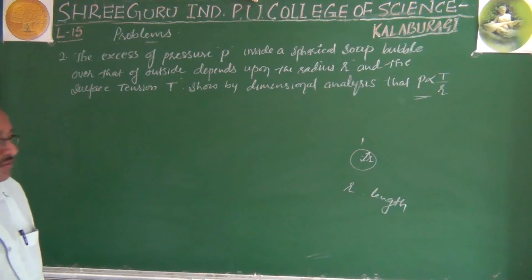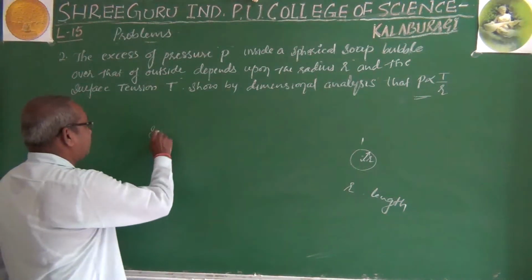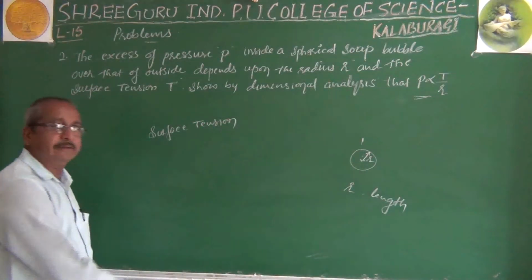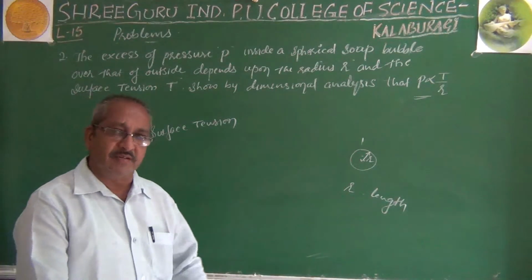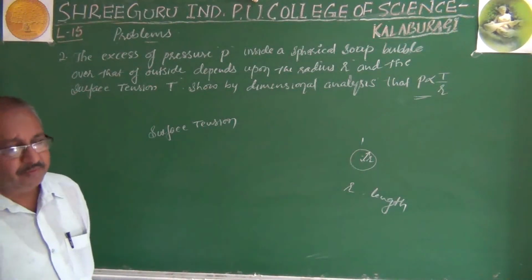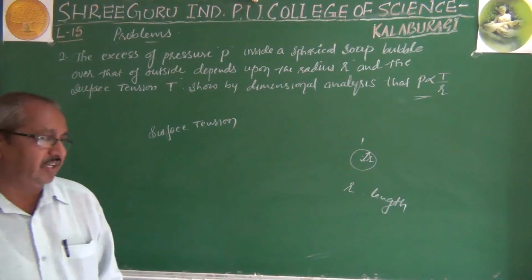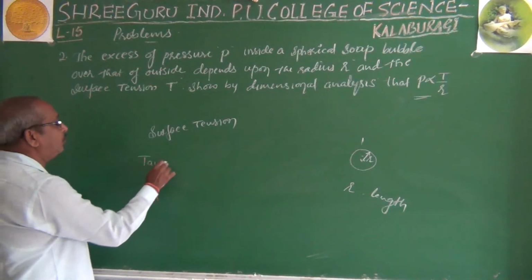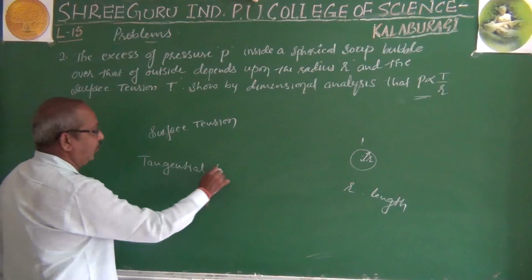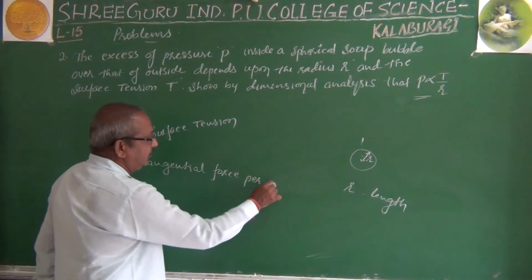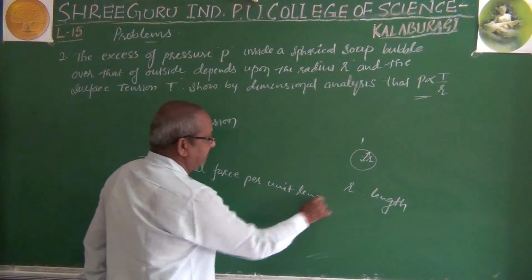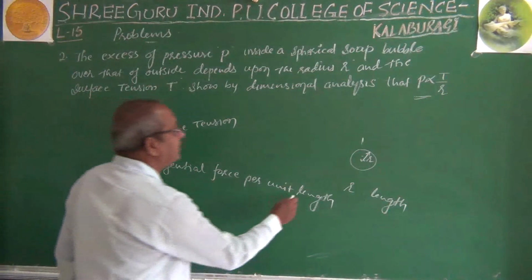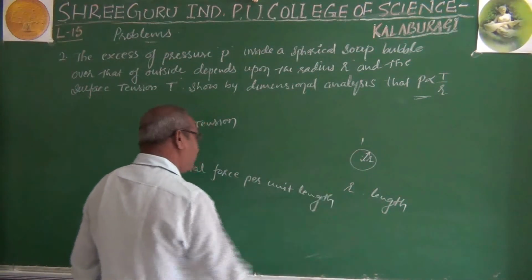And it also depends on the surface tension. This surface tension is a derived quantity. Of course you don't know it yet, but here I will tell you what surface tension is. Surface tension is the tangential force per unit length, and that is a property that liquids have.